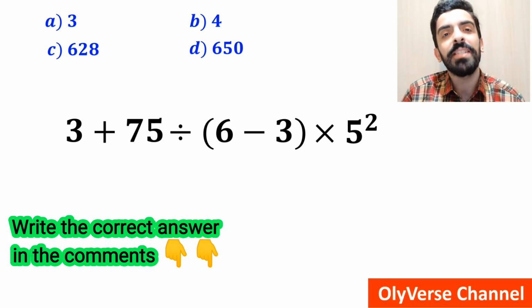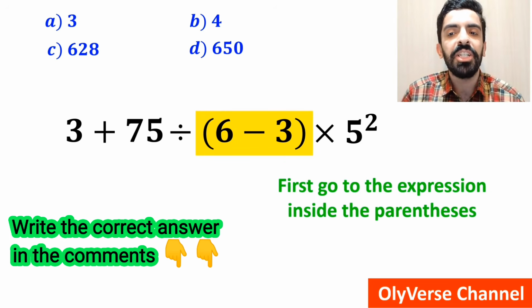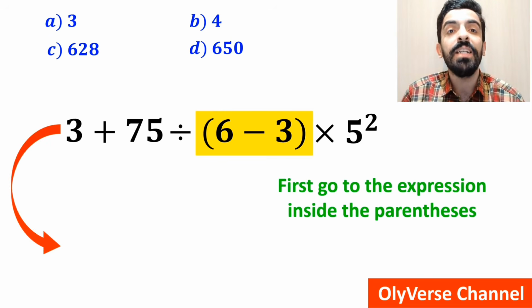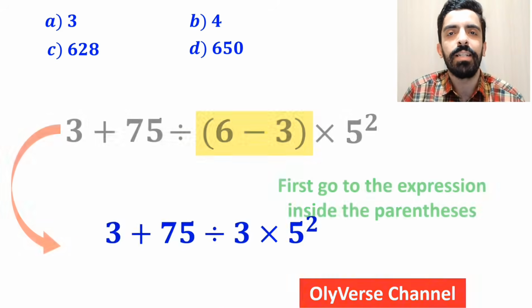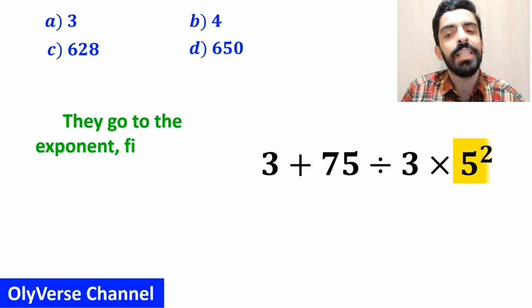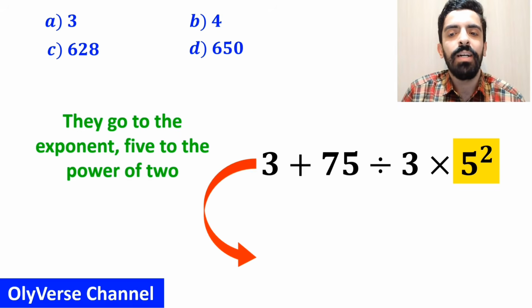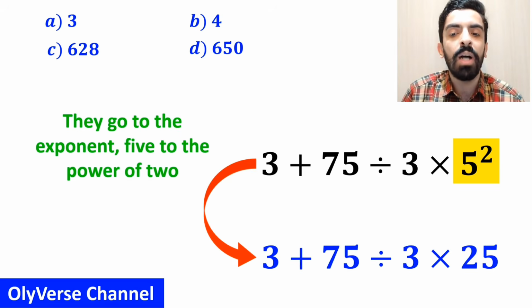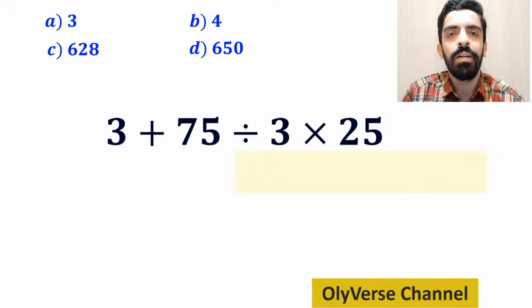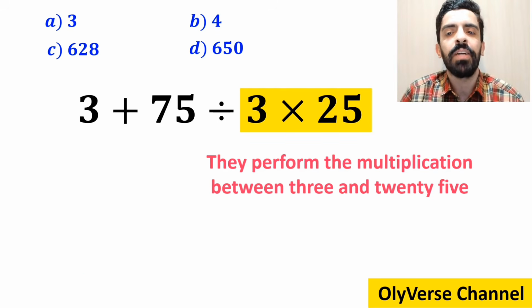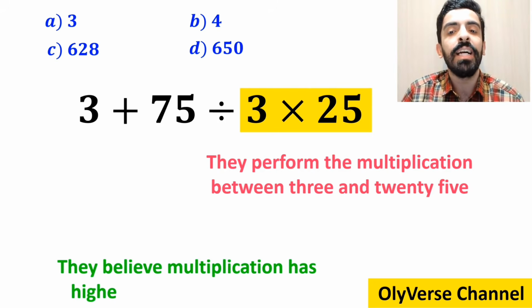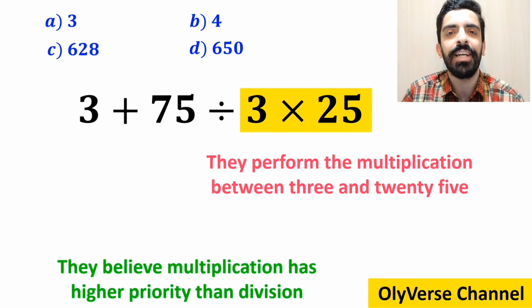Also, some other people, when solving this question, first go to the expression inside the parentheses, and instead of this expression, they write 3 + 75 ÷ 3 × 5². And the next step, they go to the exponent, 5 to the power of 2, and simplify it to 3 + 75 ÷ 3 × 25. Then, they perform the multiplication between 3 and 25 because they believe multiplication has higher priority than division.